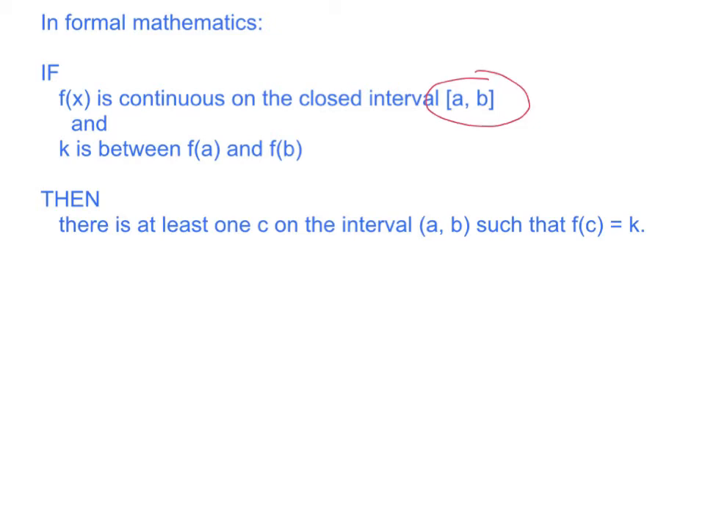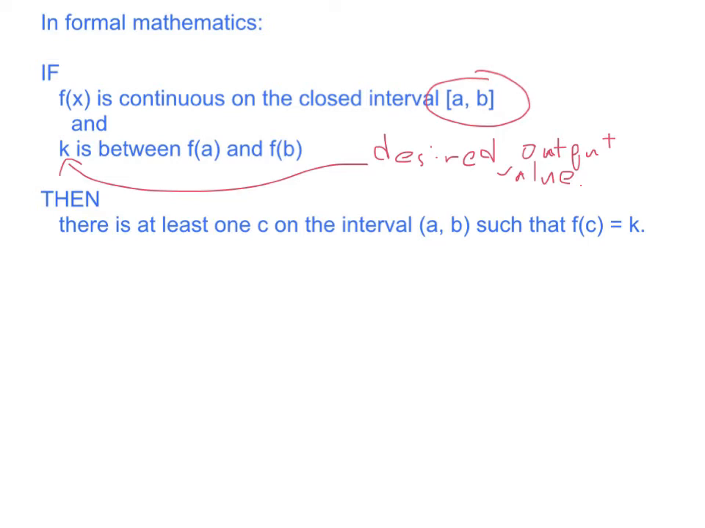The second requirement is that k be between f of a and f of b. And a lot of people get confused here because they're like, what the heck is k? K is basically our desired output value. Right? Remember that I said that the value theorems were all about proving or demonstrating the function has some value. K is that value that you want the function to have.